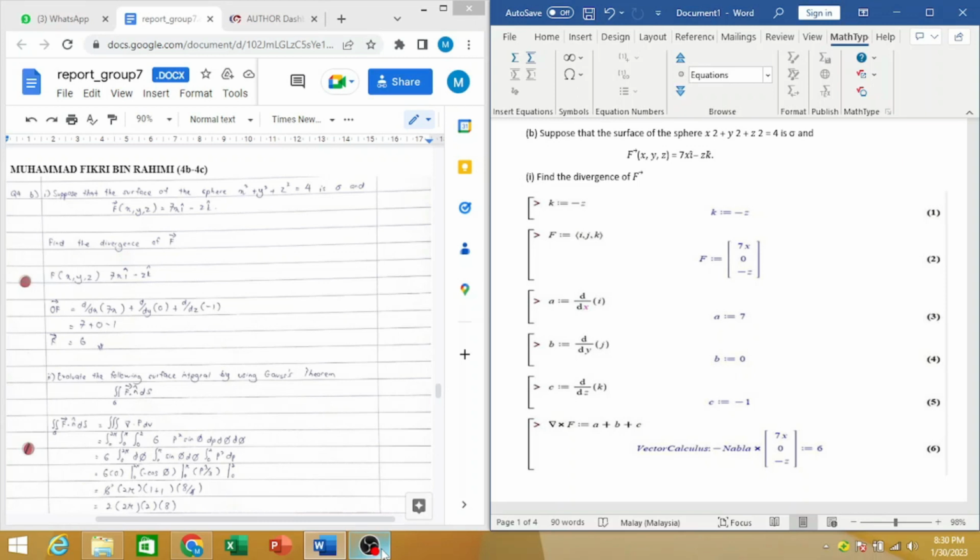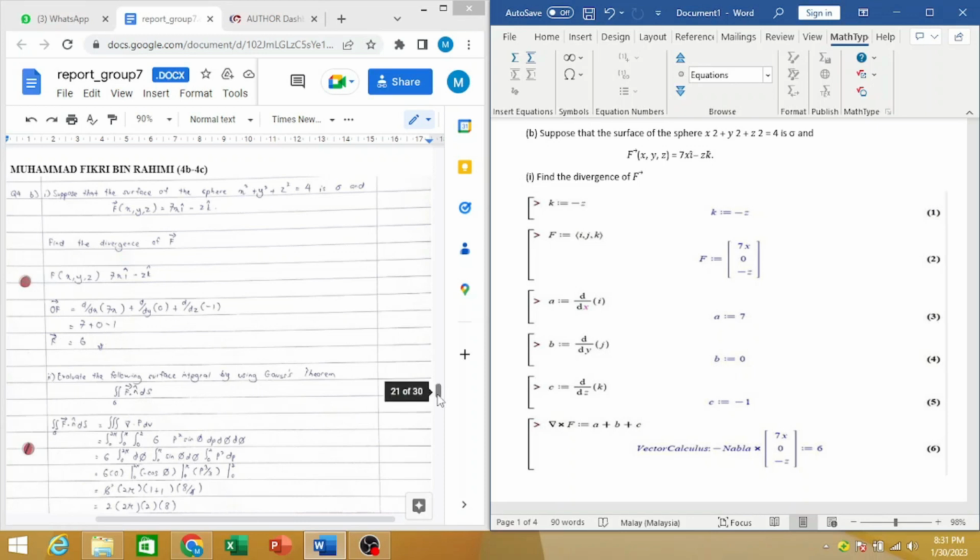Okay, for question 4b, suppose that the surface of the sphere is x squared plus y squared plus z squared equal to 4 and f(x, y, z) equal to 7xi minus zk. The question asks us to find the divergence of f. As we can see, just put the values given into the formula: d over dx of 7x plus d over dy, which is 0, and d over dz, which is negative 1. Then just do the calculation, 7 plus 0 minus 1, and we get the divergence of f equal to 6.